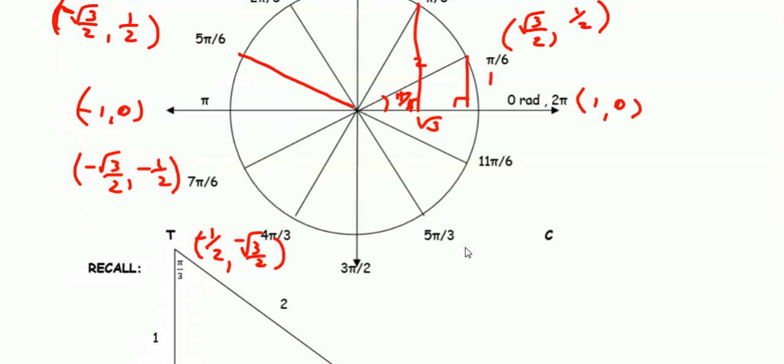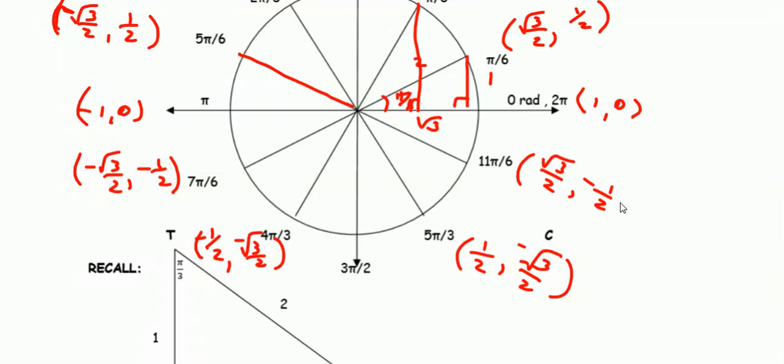We get over here, this is the same as this one. Cos is positive though in this quadrant, so this one's positive and this one is negative root 3 over 2. Last but not least, this one, cos is positive, so this is root 3 over 2, and sine is negative, so this is negative 1/2.